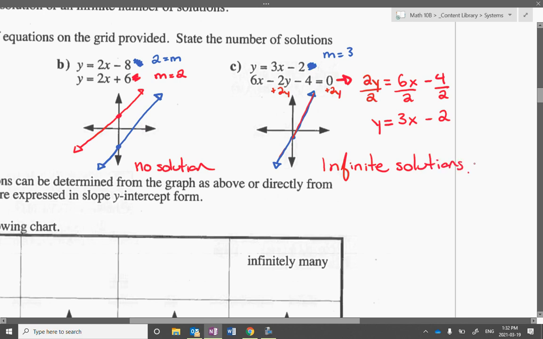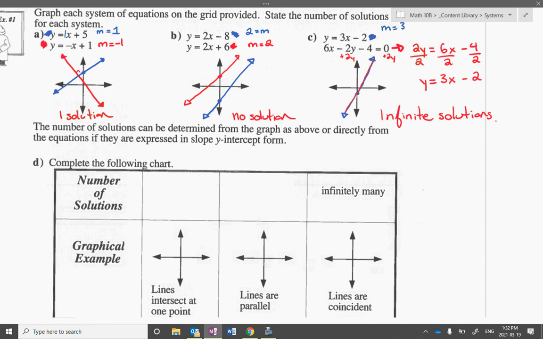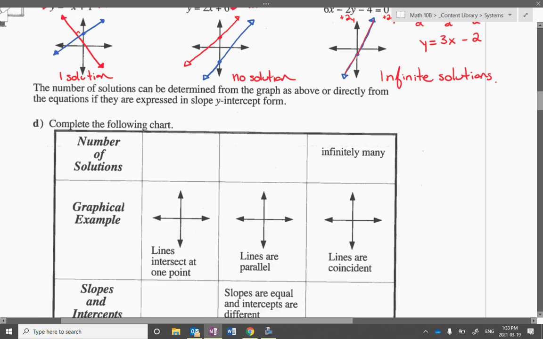So in grade 10, for every system I give you, there will either be 1 solution, no solutions, or infinite solutions. In grade 11, there's more combinations, but yours is only going to ever be one of those 3. If it is 1 solution, I'm likely going to ask you to tell me what that solution is, though. Let's complete this little table to summarize it again for you.